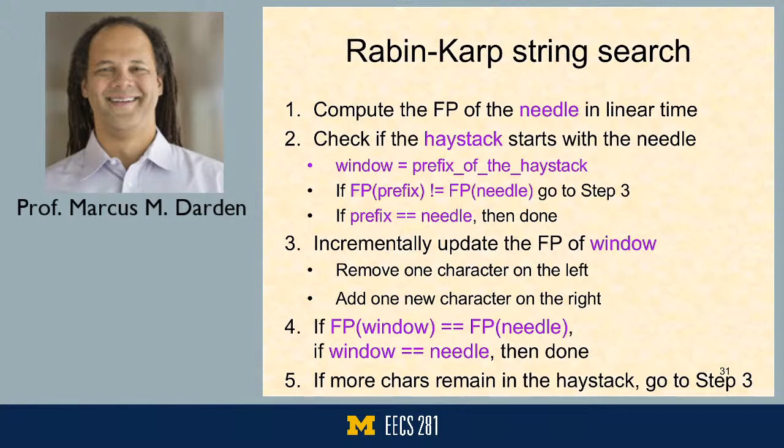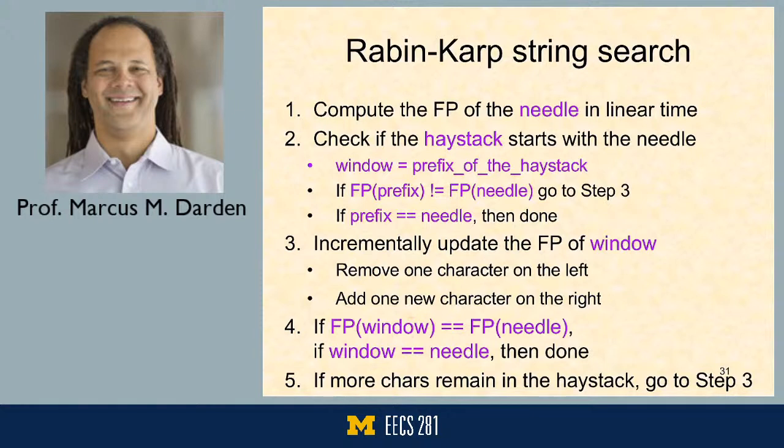So first we compute the needle's fingerprint. Then I check to see if the haystack starts with the needle. If the window is equal to the prefix of the haystack, then I'm good. If they're not equal, then I can move on, right? If I move on, all I do is incrementally update the window. So I remove the oldest character and add a new character, which I can do in constant time. And I can once again do a check there.